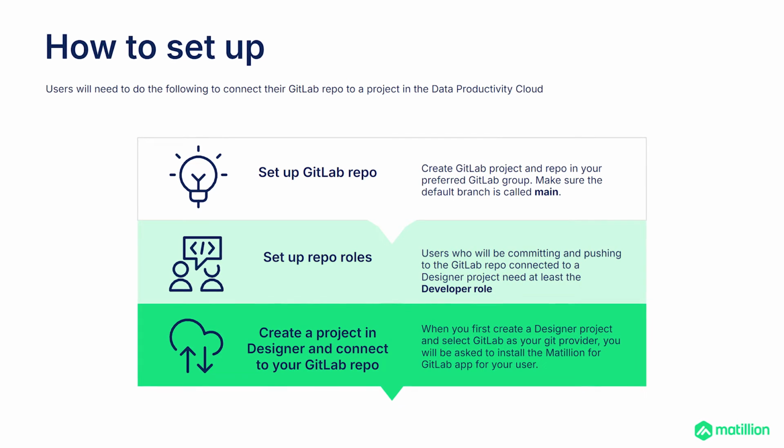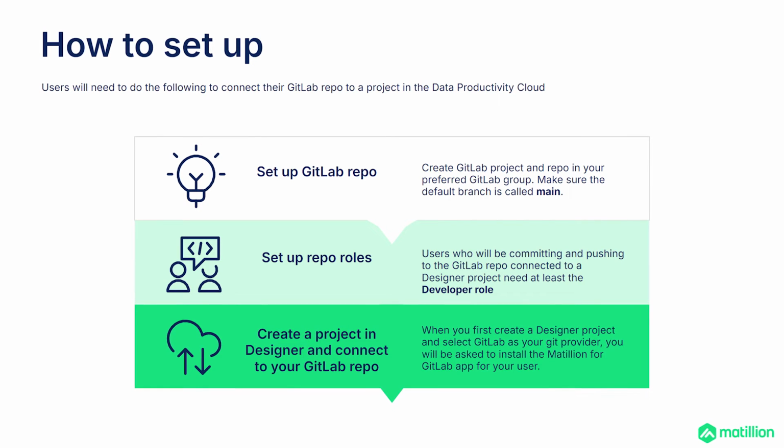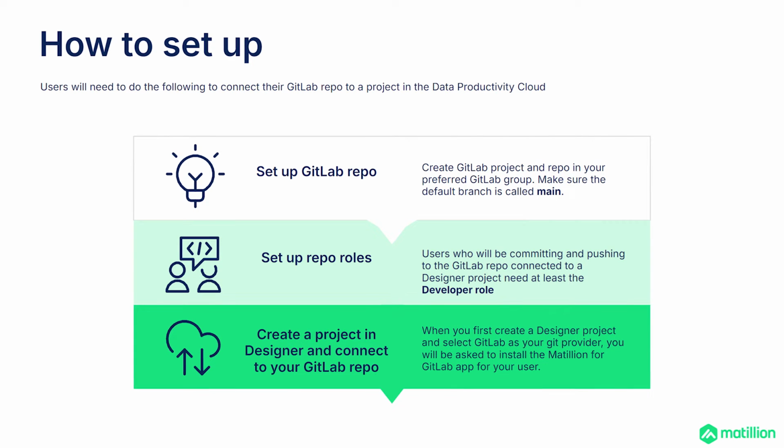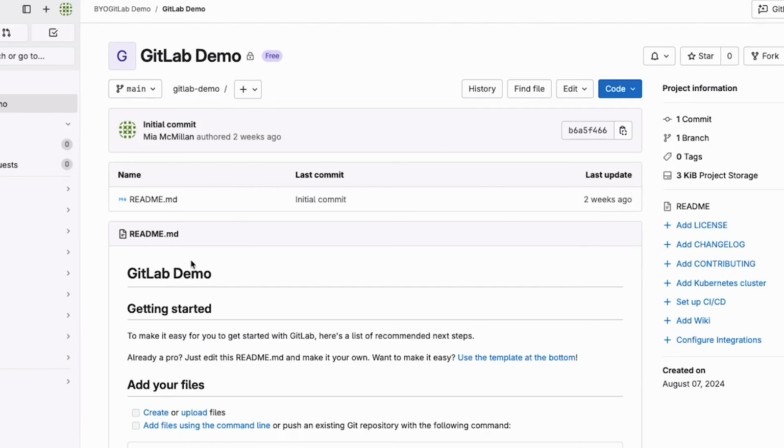If the Matillion GitLab app is not yet installed for your user, you will go through the authorization process to allow the app to act on your behalf. This means any user permissions you are granting in GitLab will be respected in the Data Productivity Cloud, and any Git actions you perform in Designer are properly logged in GitLab. Now let's get on to the demo.